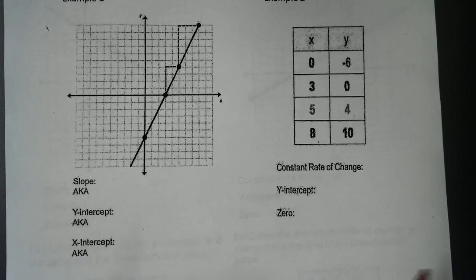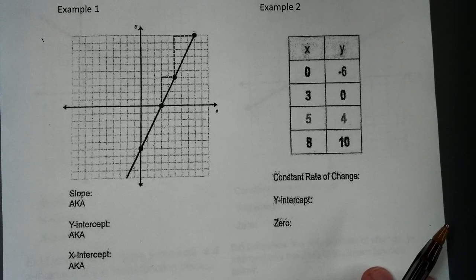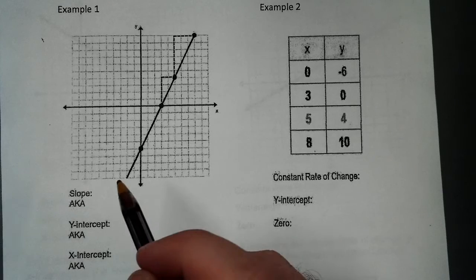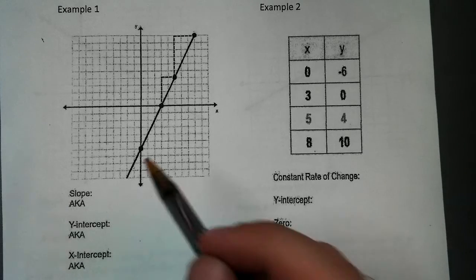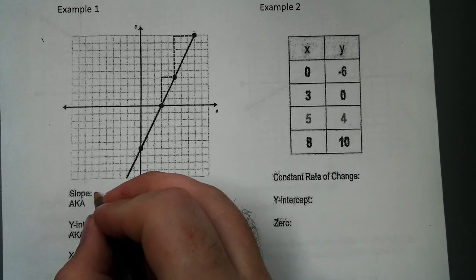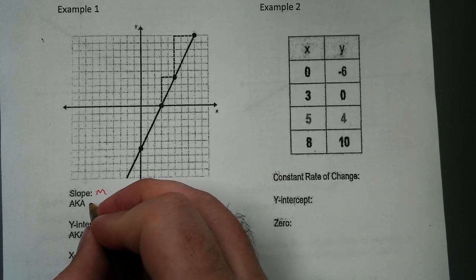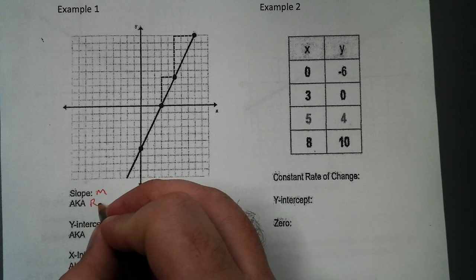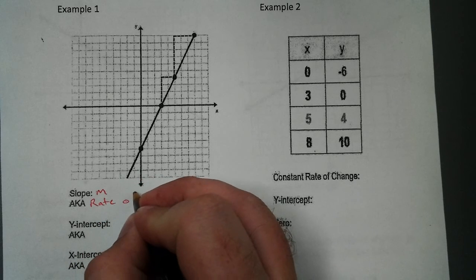Alright guys, this is page 2 of the notes. Let's work a few examples. Now, this first one says slope, and it asks what it is also known as. Slope is the m. It's also known as the rate of change.